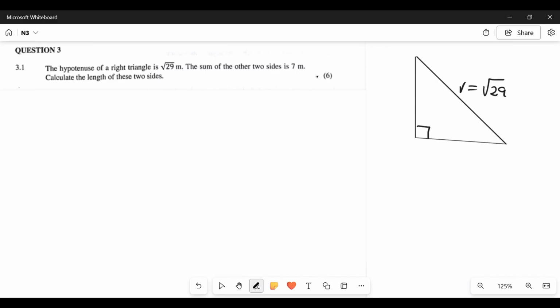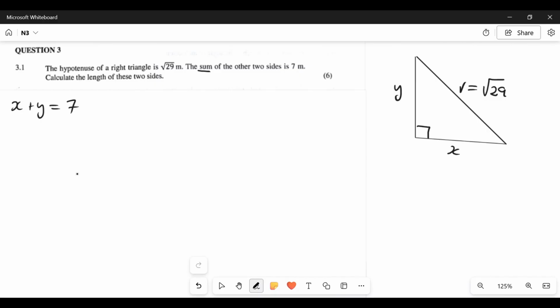If you continue and read the statement there, they say the sum of the other two sides is 7. So the other two sides that they're talking about are this side here, which is x, and that side there, which is y. They say the sum of these two is 7. So x plus y is going to give you 7. Remember, the word sum means that x and y are added and they're going to give you 7.